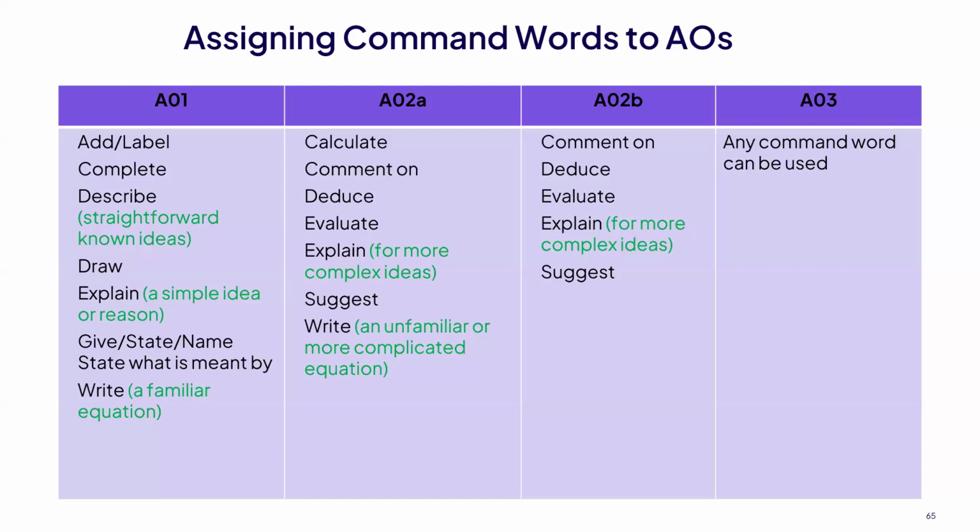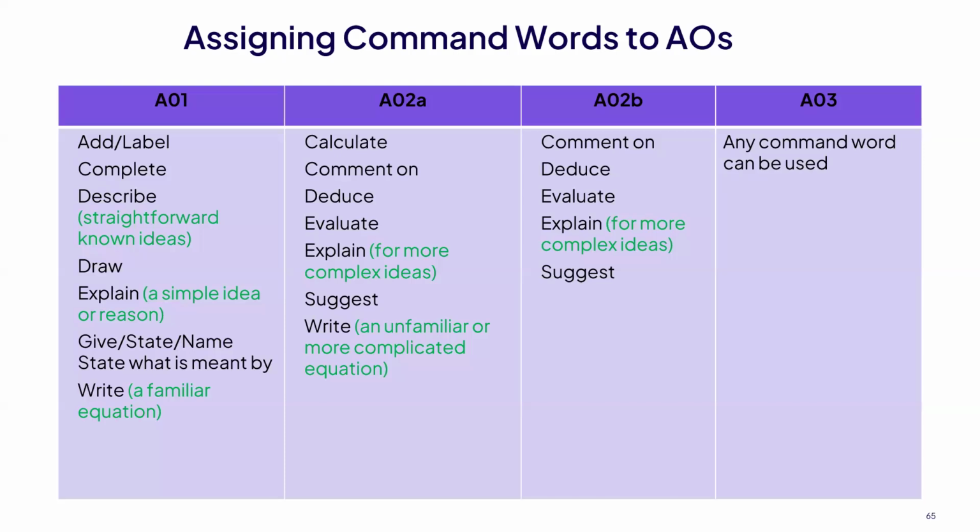There are also some command words that are likely to crop up in association with questions targeting particular assessment objectives. So, for example, add, label, complete a table, describe, draw, explain, give, state, name, state what is meant by, or write a very familiar equation will crop up in AO1. That's the reason why that equation that we saw earlier in one of the questions fell into AO1 because it was a very familiar equation.